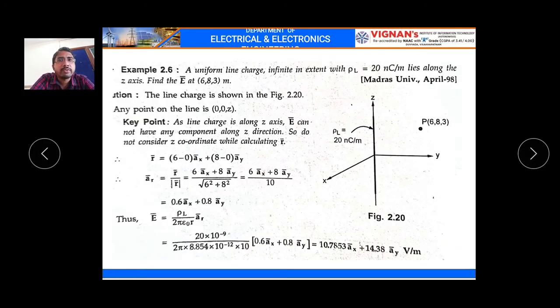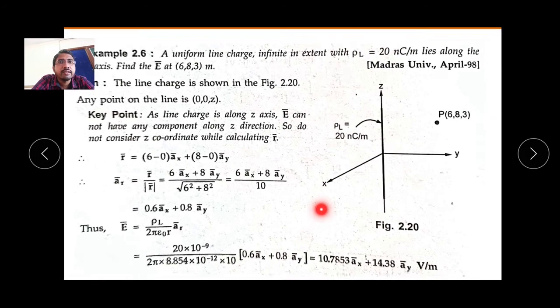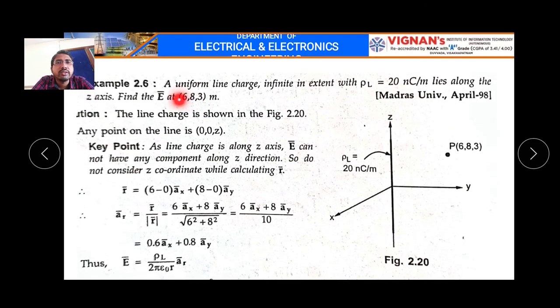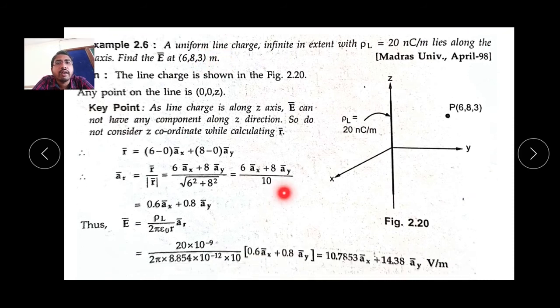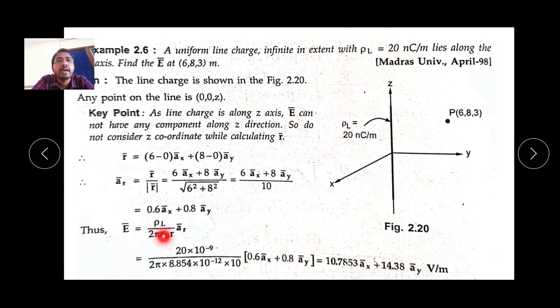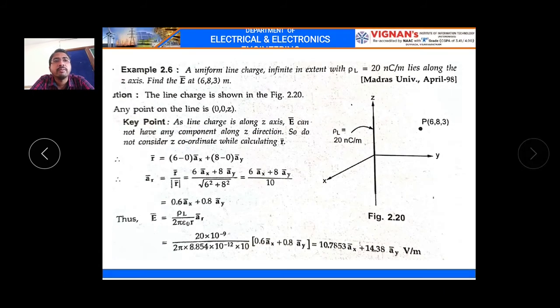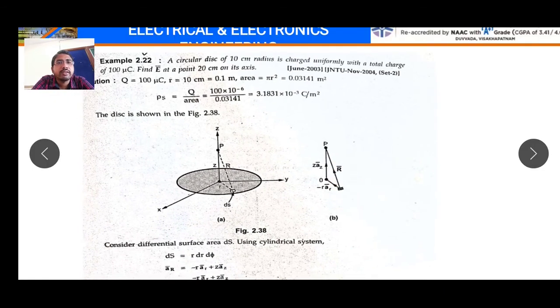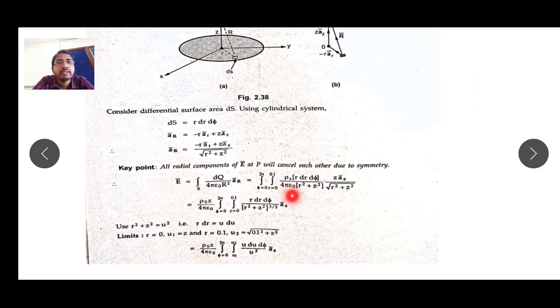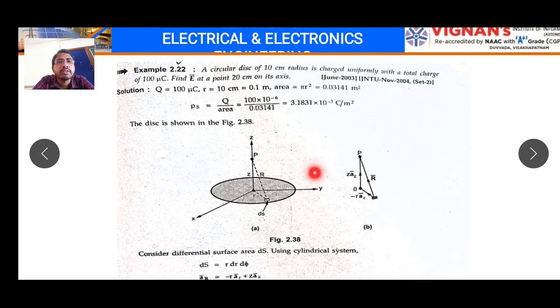So these are the problems for applications of those derivations. This is an infinite line charge. They have given you the rho L value and are asking you to find the E bar at a particular point. Already we know that E bar due to infinite line charge is rho L by 2 epsilon naught R into aR bar. They have given you the points also. Find the distance vector, find the unit vector and substitute them here. You will get the E bar due to infinite line charge. Similarly, this is a problem for application of E bar due to a charged circular ring. For a charged circular ring, we know the formula for E bar, how to find that, apply that procedure.